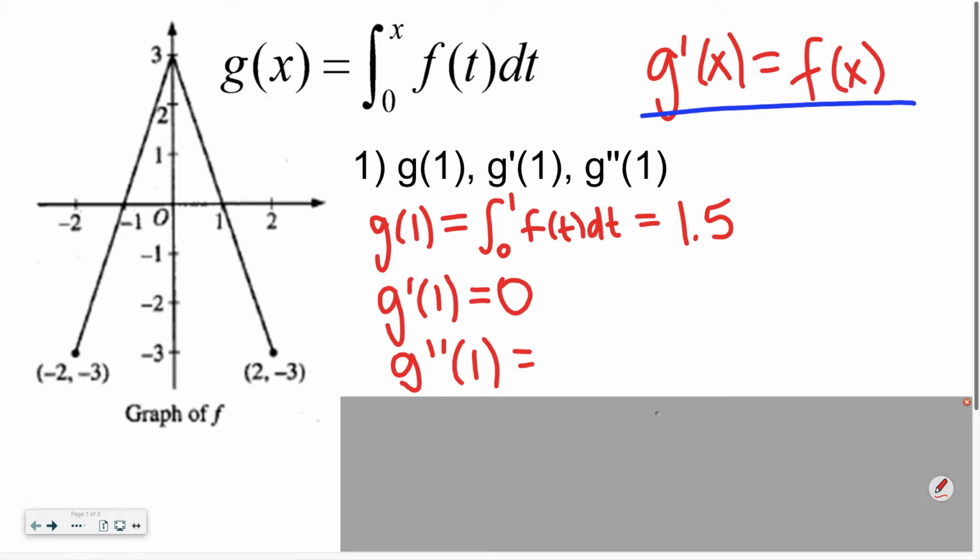Turn to each other and talk about what feature of the graph are we looking for if I want G double prime of 1. Talk to each other first.